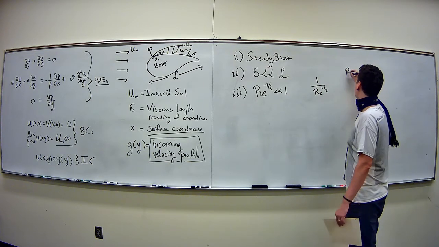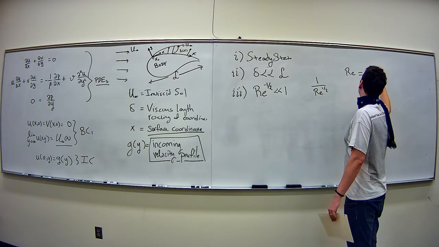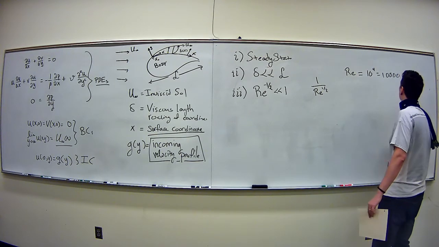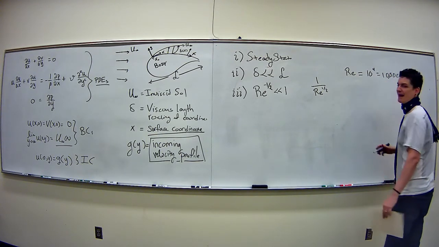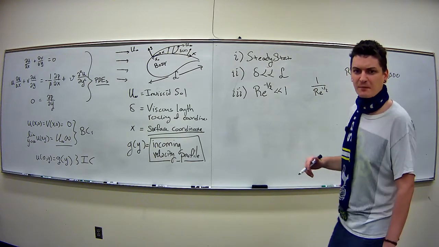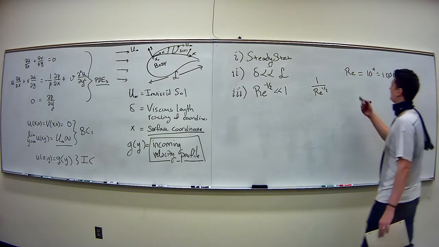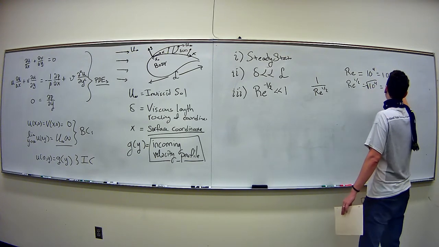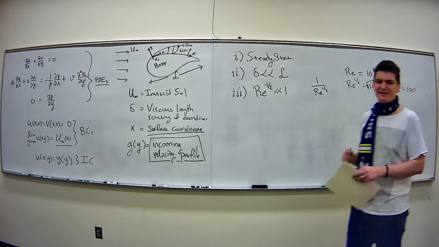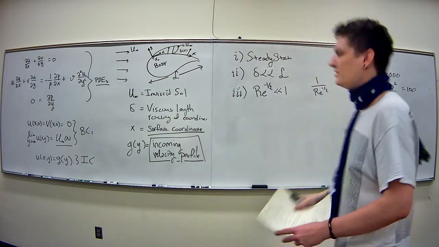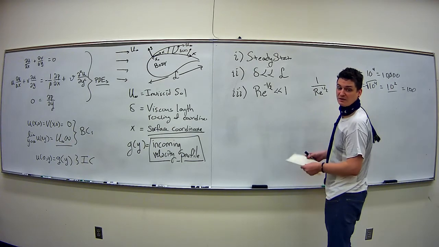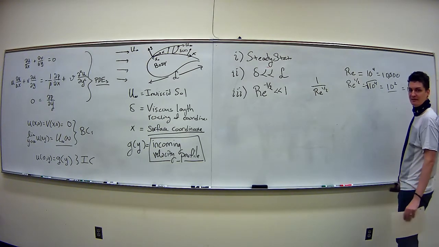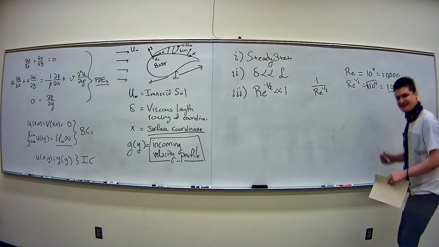So if you had a Reynolds number that's 10 to the 4, or 10,000, that's a pretty large Reynolds number. So then the square root of that is just 100. It's a pretty large Reynolds number to really just have 1 over 100 occurring in the equations asymptotically. Not the best. So I think maybe even in that sense, this is kind of neat to see.